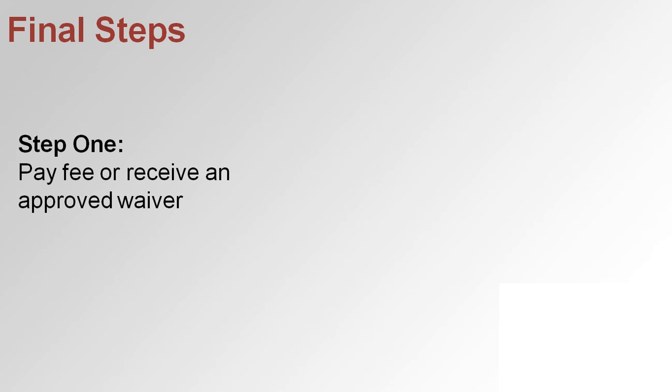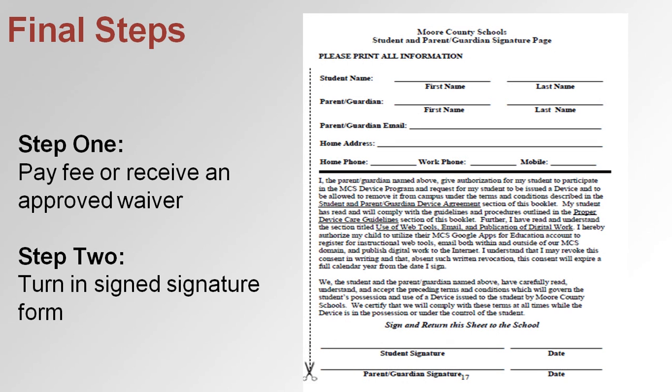Final steps. This brings us to the end of our orientation, and now it's time to pick up your Chromebooks and get started. Once this video is complete, please follow these steps to ensure you have everything you need before you leave. Step 1. Pay fee or receive an approved waiver. Step 2. Turn in your signed signature form.